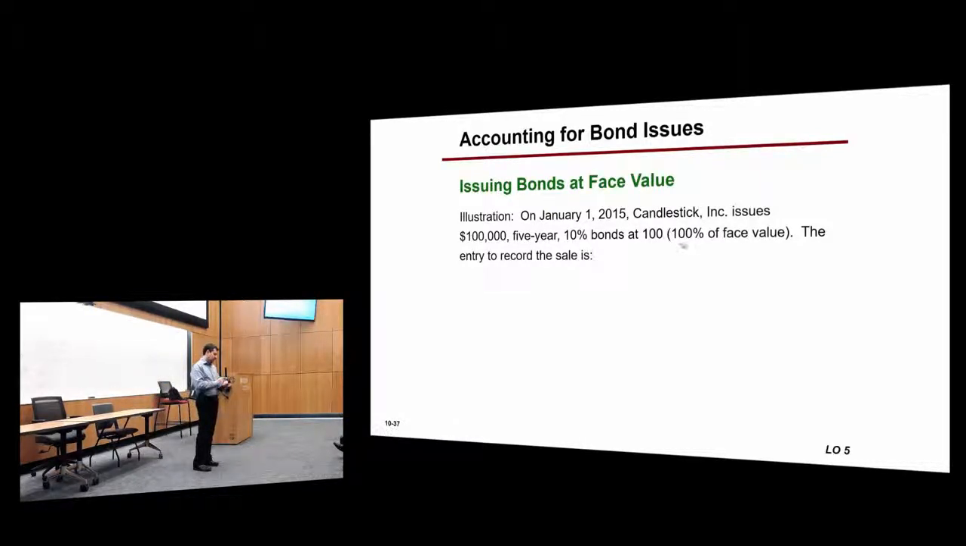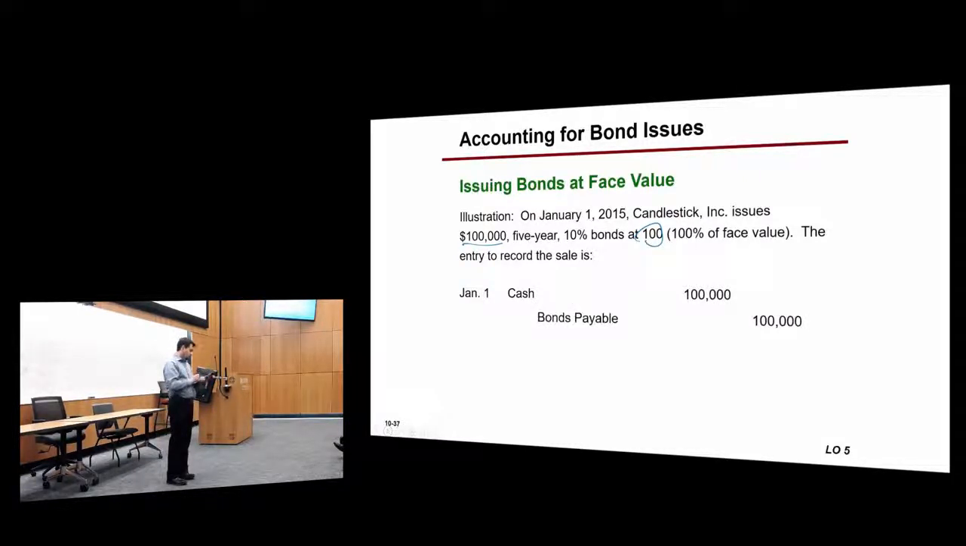The company is selling them at 100. So cash is 100% multiplied by face value. In this case, they issued $100,000. So cash will be $100,000. Bonds payable will be credited $100,000. Bonds payable will always be at face value, par value. So the company will always record bonds payable at face value.